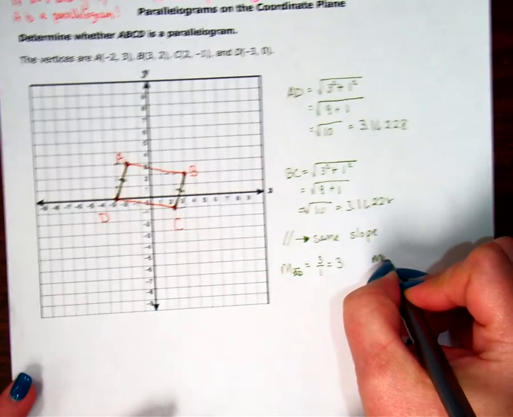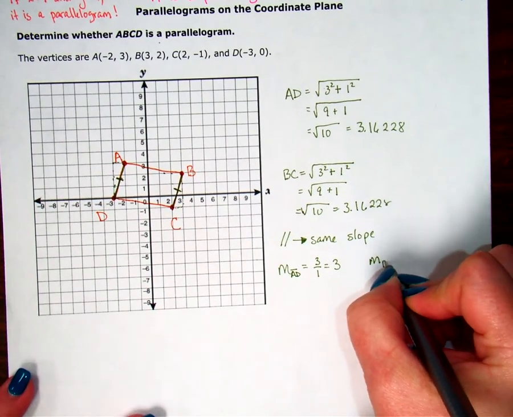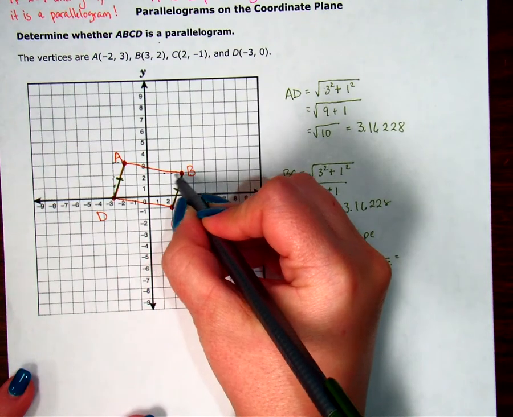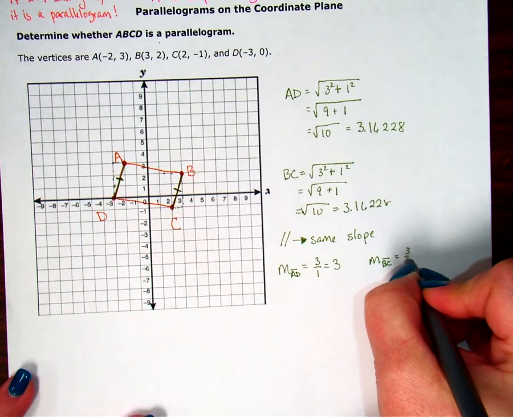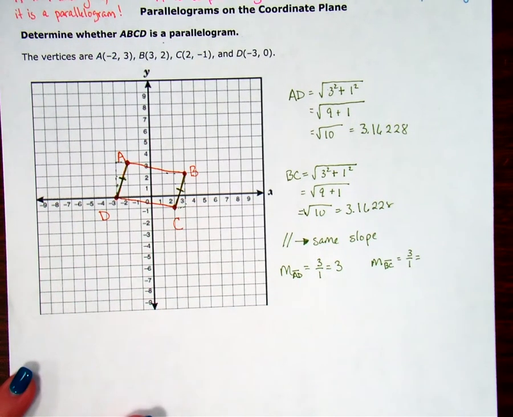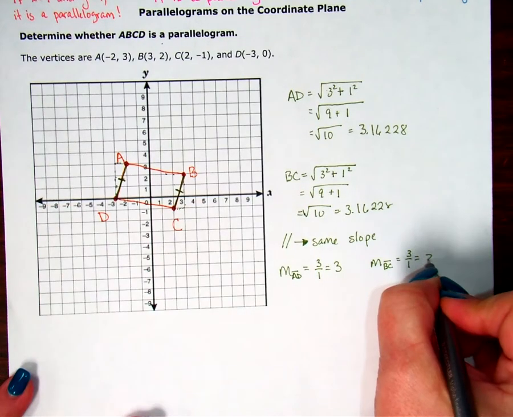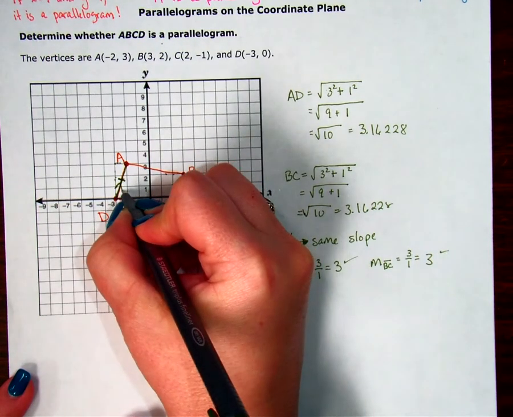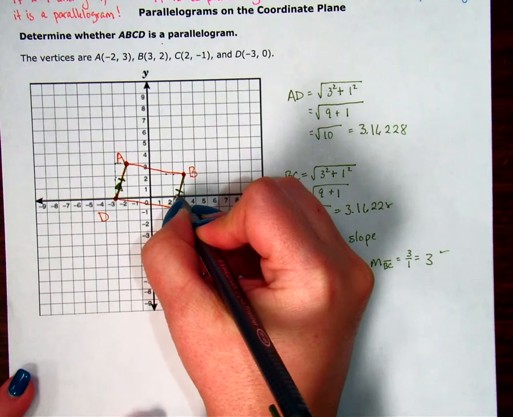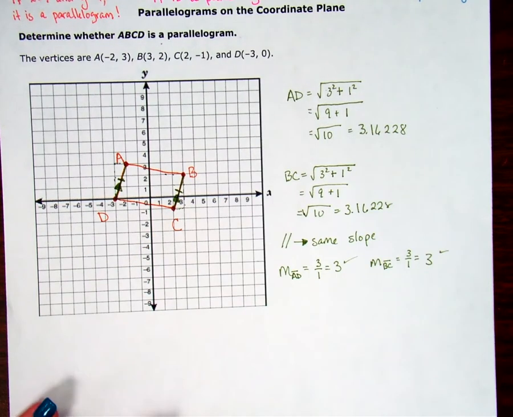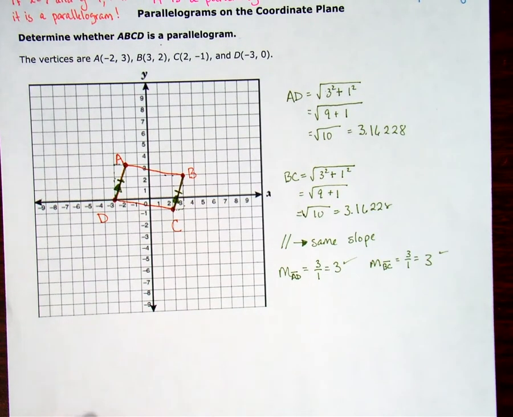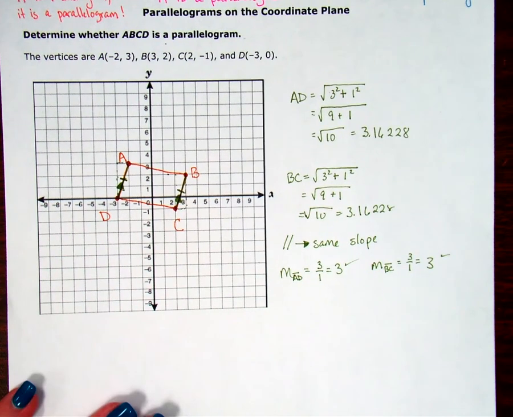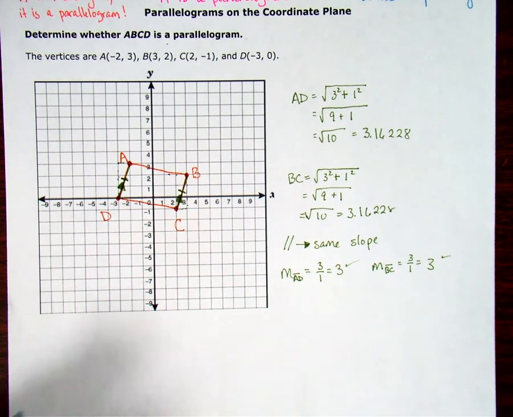The other one, my slope of BC is also up 1, 2, 3, over 1. So that is also a slope of 3. So they do have the same slope. That means they are parallel. So using the very last theorem, number 5, I was able to show that this is indeed a parallelogram.